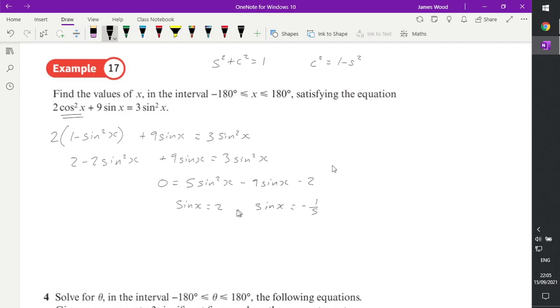Now, a thing to notice here, sine x equals 2: the sine graph only goes up to 1 and minus 1. Sine x equals 2 is up here, so it doesn't actually intersect the graph anywhere. So for that bit, there's no solutions, but for this bit, you could finish it off and find the other solutions here.